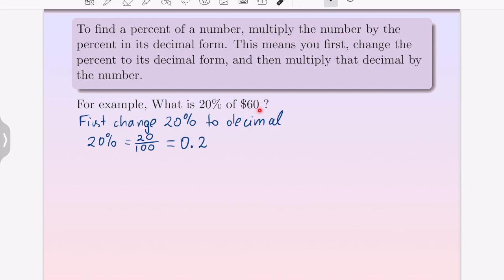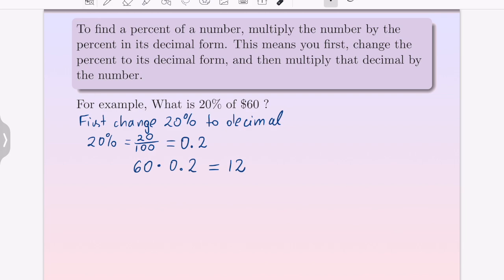By the given number, we would have $60 times 20%, which is 0.2. And if we multiply this, we're getting 12. So 20%, what does it mean? 20% of $60 is $12. Whatever this unit is, in that case it's dollars, the answer is going to be in dollars as well.